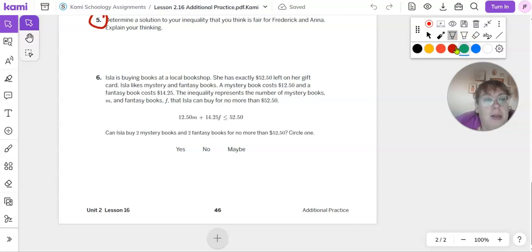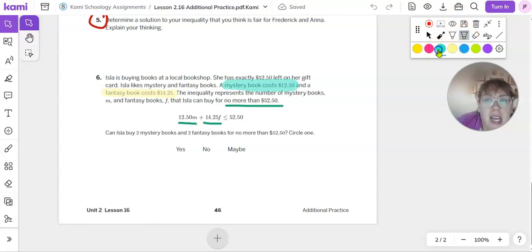And then we have just one more question here, question number 6, that says, Isla is buying books at a local bookshop. She has exactly $52.50 left on her gift card. She likes mystery and fantasy books. A mystery book costs $12.50. And a fantasy book costs $14.25. This inequality represents the number of mystery books, 1250 M, plus fantasy books, 1425F that she can buy so that it's less than or no more than 5250. So less than or equal to 5250.